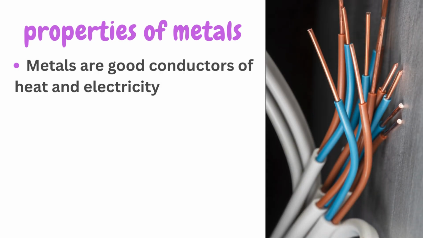Metals are good conductors of heat and electricity. When you apply an electric field to a metal, the free electrons start to move. This movement of electrons is called electrical current. Since these electrons can move easily, metals are great at conducting electricity. Additionally, the free movement of electrons also helps metals conduct heat efficiently, making them excellent conductors of heat as well.